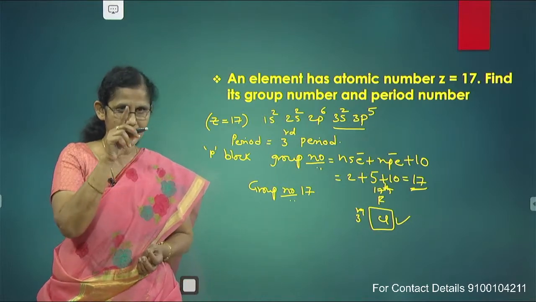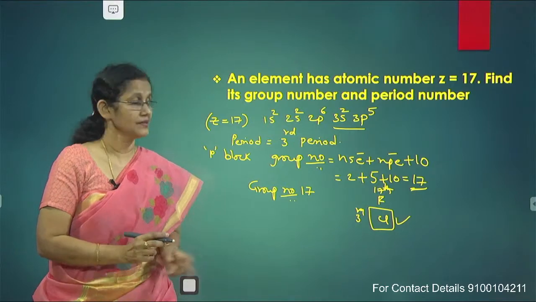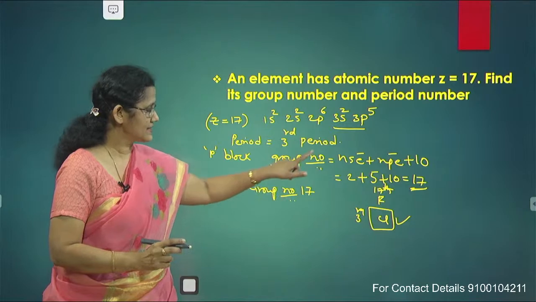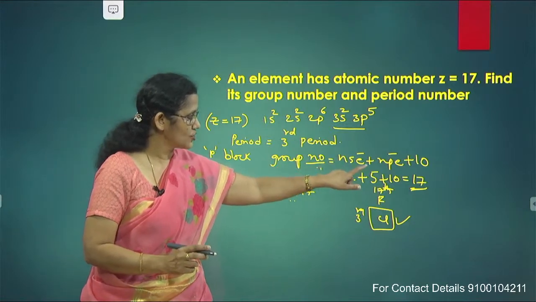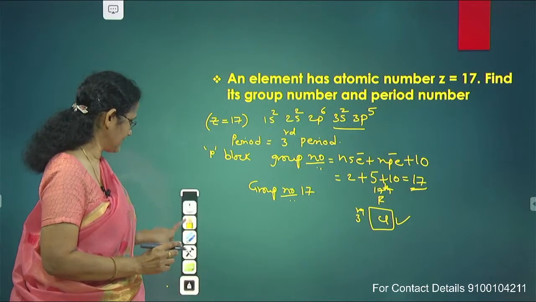So how to know the period number? Maximum value of n. How to know the group number? For the p block, ns electrons plus np electrons plus 10. Now, we will take one more question.